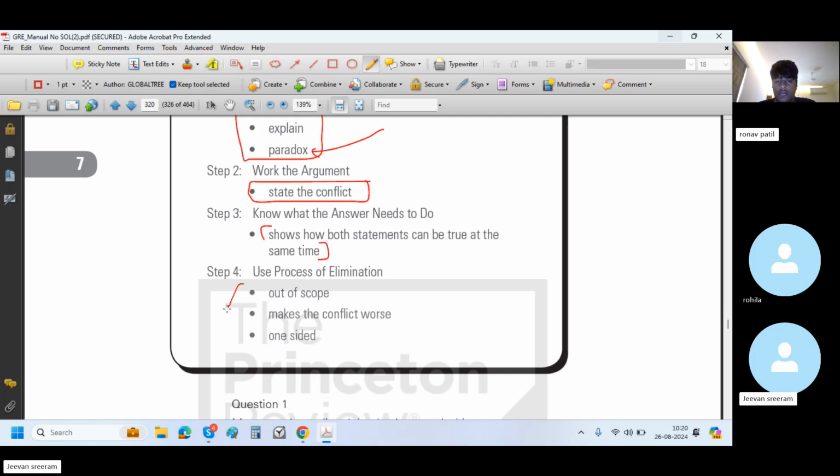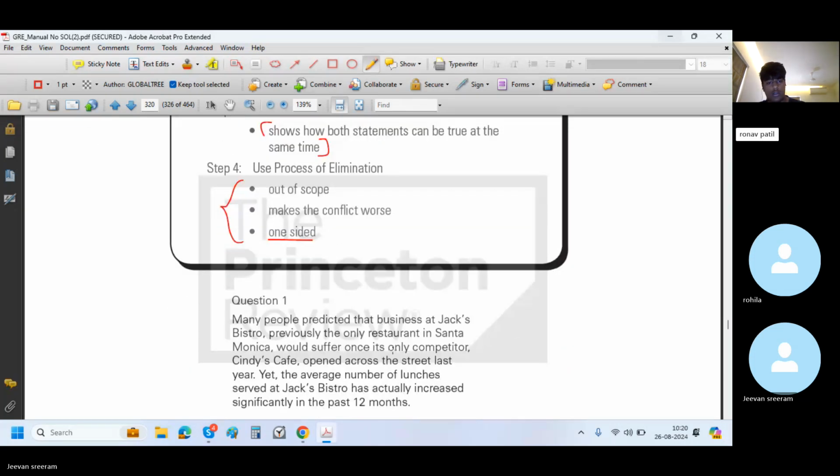Okay. So these are the wrong answer types you can come across. Out of scope, makes the conflict worse, one-sided, something like that.